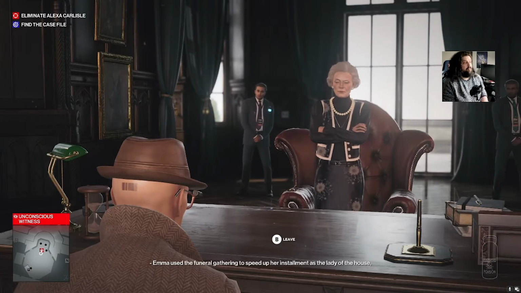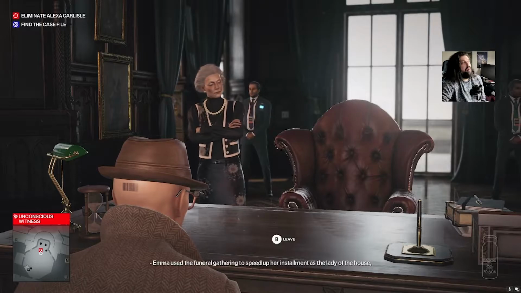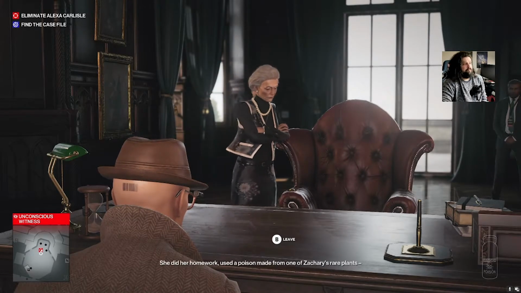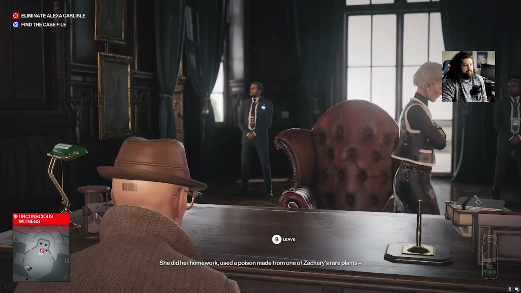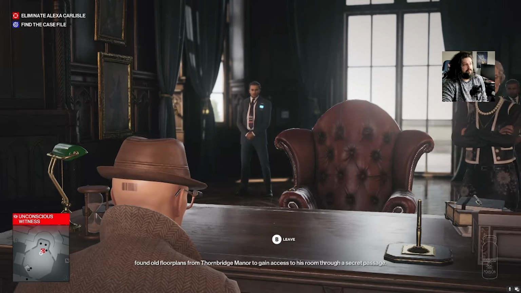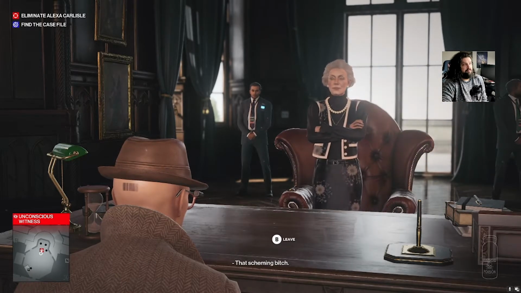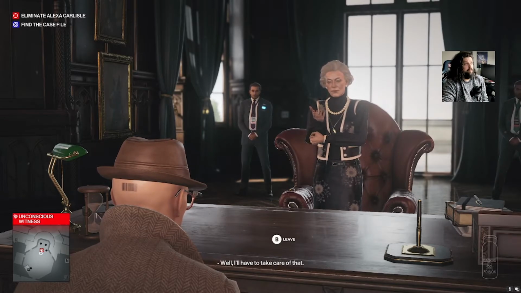Emma used the funeral gathering to speed up her installment as the lady of the house, seizing the opportunity to stage Zachary's suicide. She did her homework, used a poison made from one of Zachary's rare plants, found old floor plans from Thornbridge Manor to gain access to his room through a secret passage. That scheming bitch. So this is all what really happened. I found proof that she will try to poison you next. Well, I'll have to take care of that.